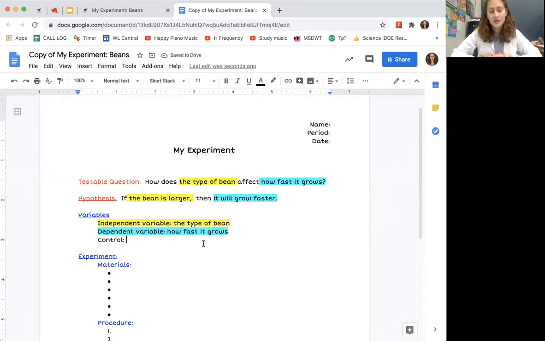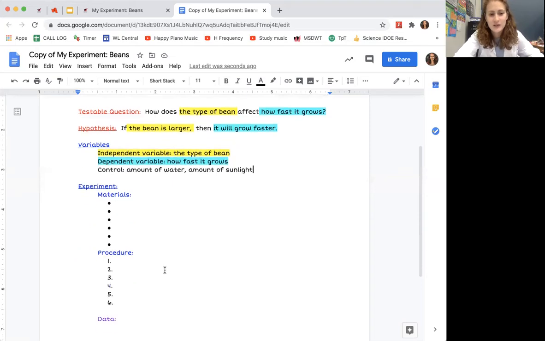Now, the control variable is everything else that we keep the same. One thing that beans or seeds need to grow is water, so one of the controls is going to be the amount of water. Another thing plants need to grow is sunlight, so I'm also going to give them the same amount of sunlight. So those are my variables.